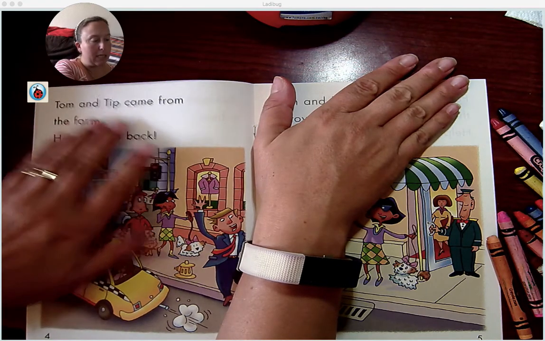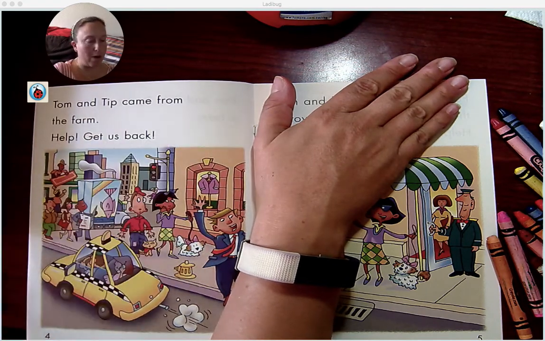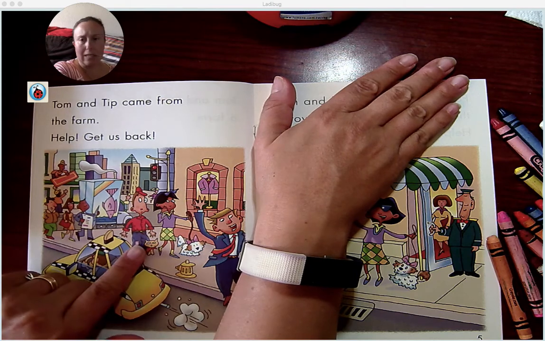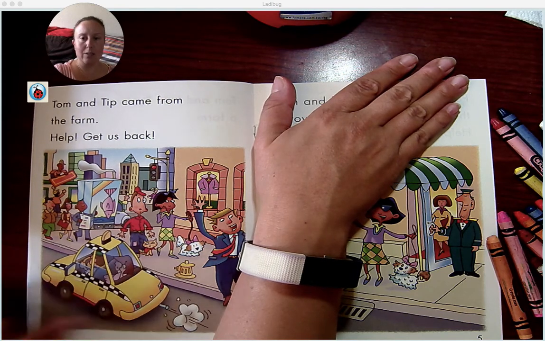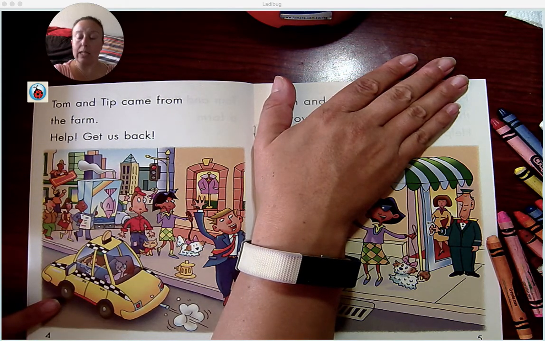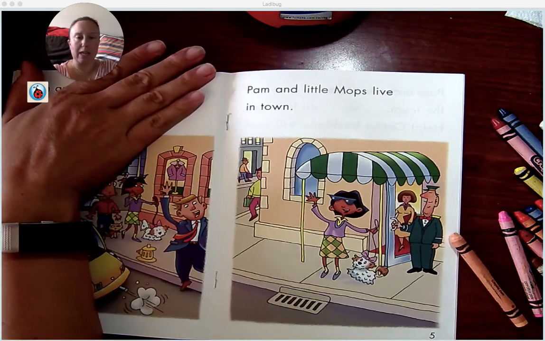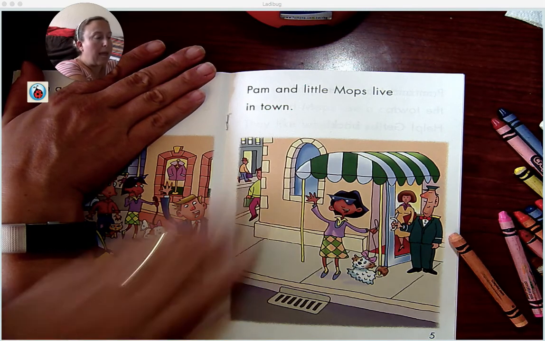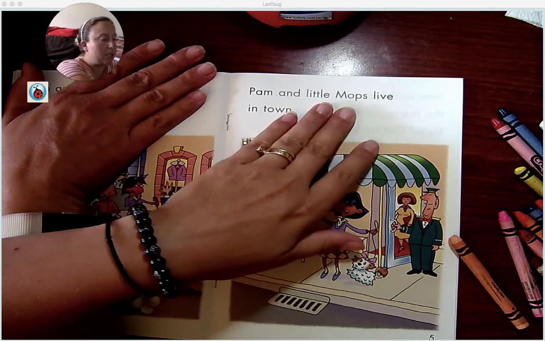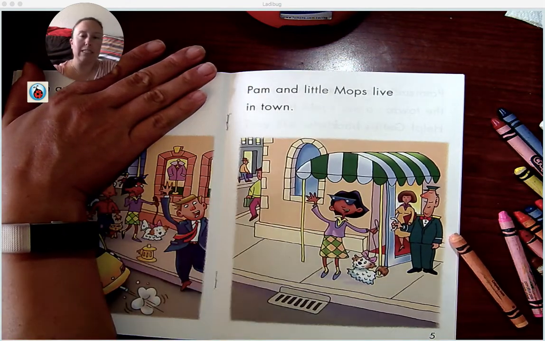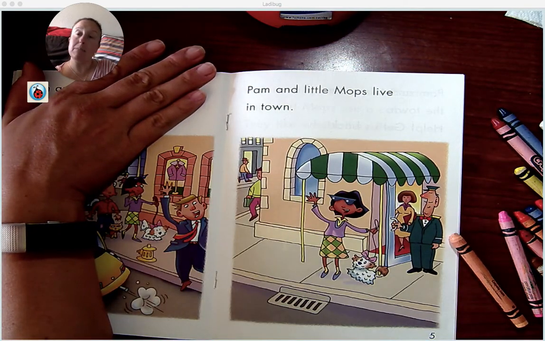Tom and Tip came from the farm. Help! Get us back! Where did they go? It looks like they went to the city. Now please read this page. Pam and little Mops live in town. Sometimes a city can be called town, to go into town.